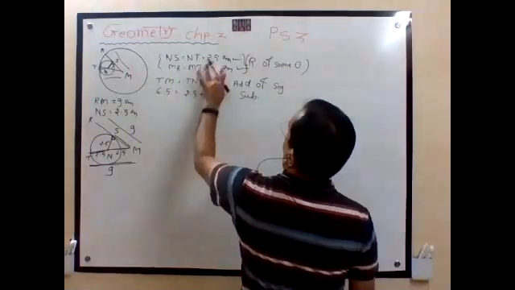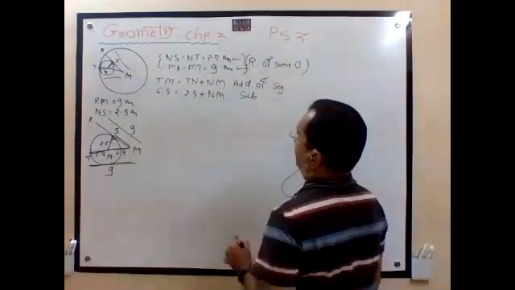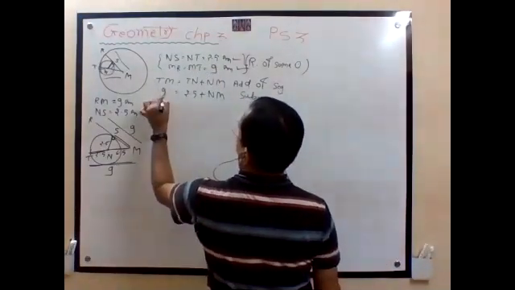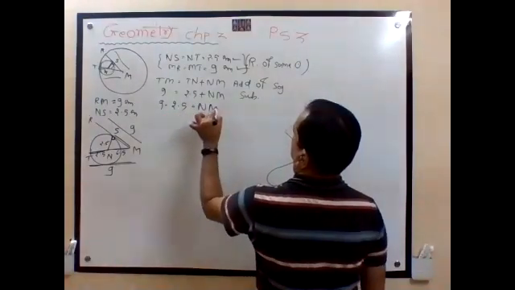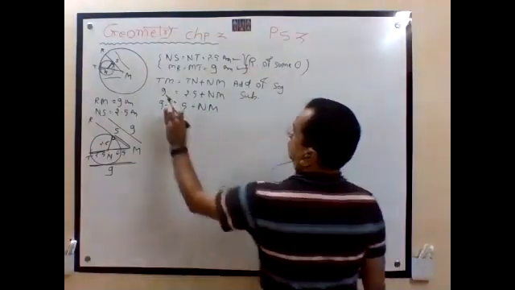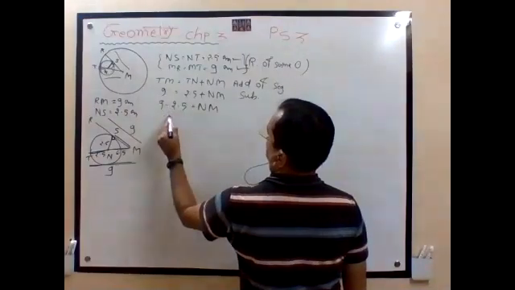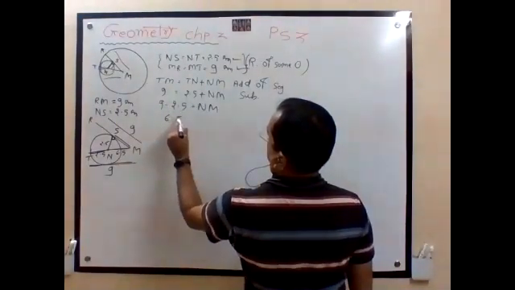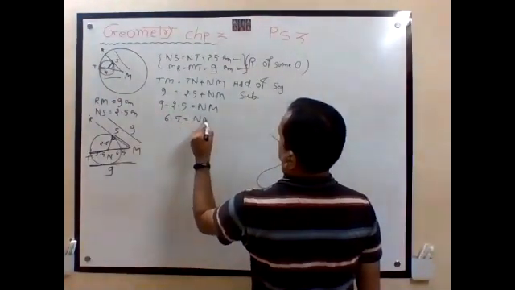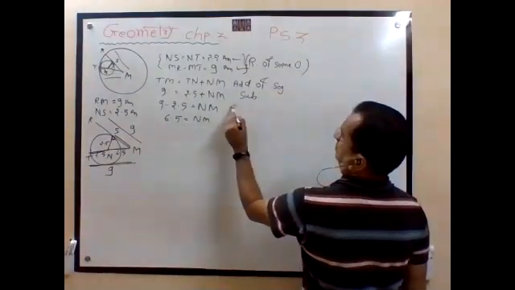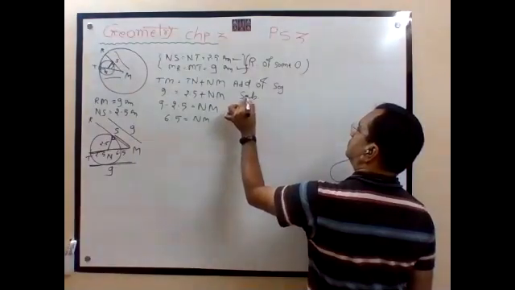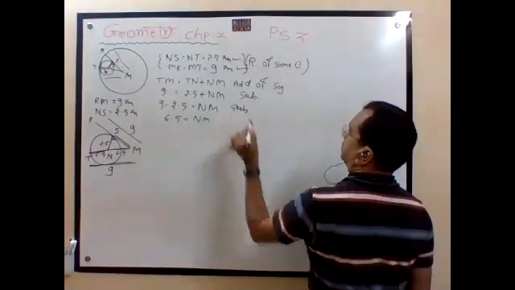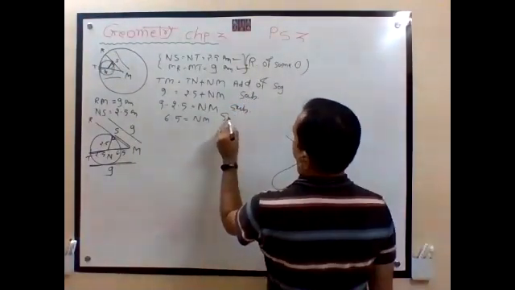So 9, sorry, this is 9. So 9 minus 2.5, NM. Simplify. 6.5. Substitution. Subtraction. Simplify.